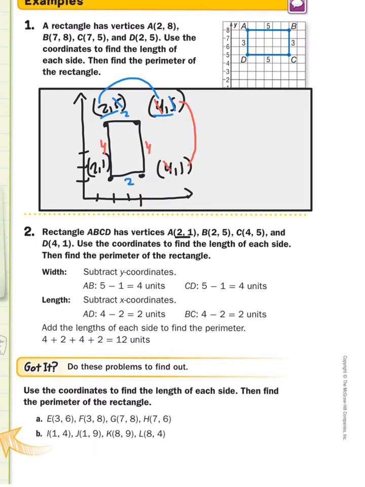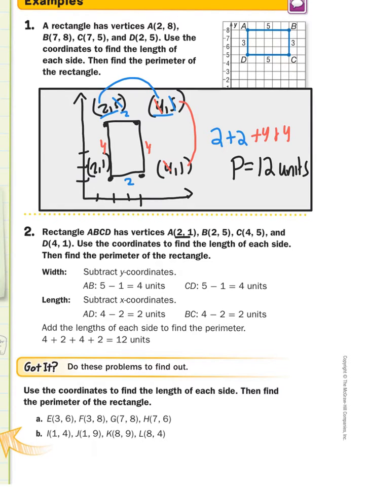So to find the perimeter, I'm going to add up my sides. I'm going to add up my 2 plus 2 plus my 4 plus my 4. That means my perimeter, if I add those up, will be 12 units. Okay, so I like to sometimes draw something like that, but you don't have to.